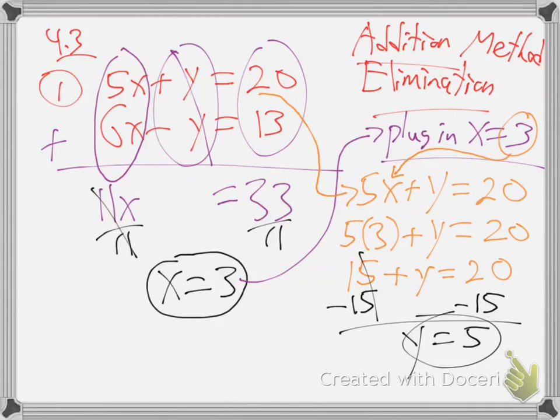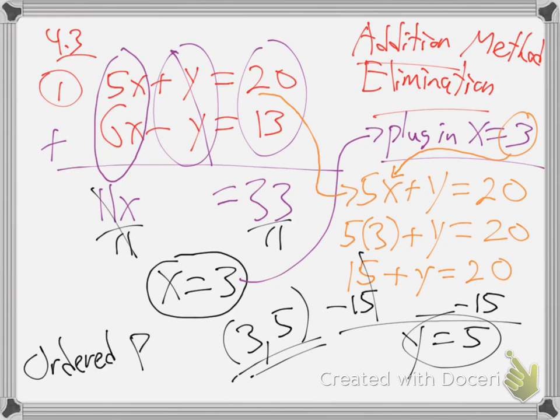What they want you to say is (3, 5), with parentheses and a comma. Everybody says, so this final answer is (x, y). They want parentheses with a comma. That's called an ordered pair. Whenever you see the words ordered pair, you write that. That's what they want. They want the x, the y. (3, 5). And we're done.